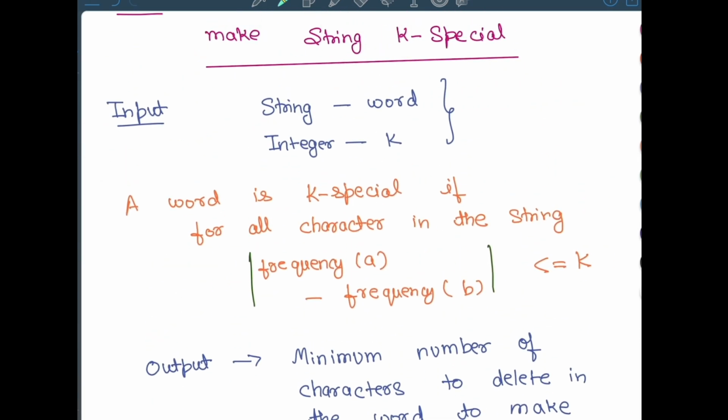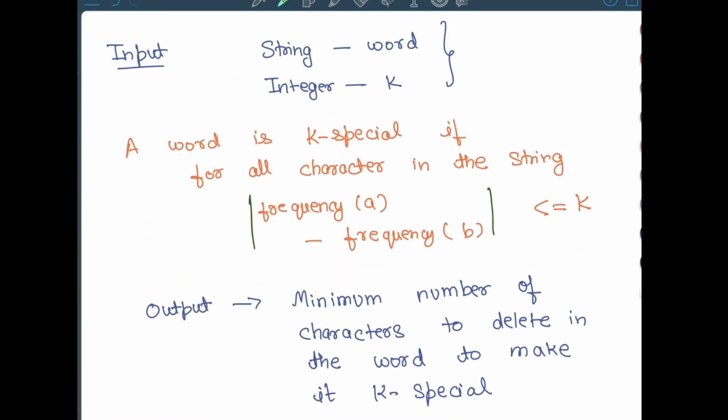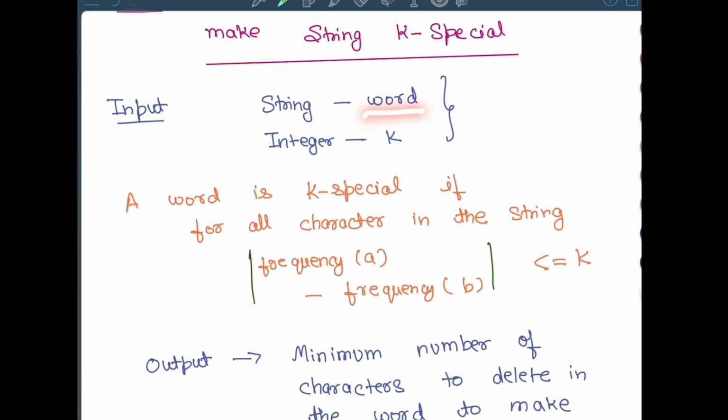Let us try to understand what can be called a k special word, because we need to make this word k special. You can call any word a k special word if, for all the characters available in the word, the frequencies satisfy a condition. If you choose any two characters from the word, let's call the first character A and the second character B, the absolute difference between the frequency of A and the frequency of B will always be less than or equal to K.